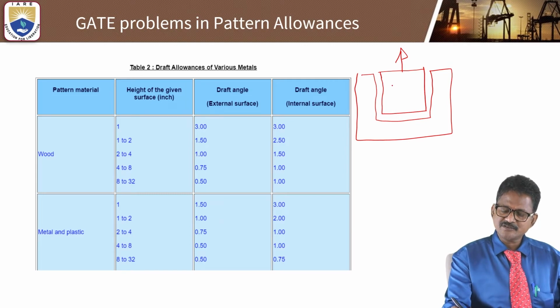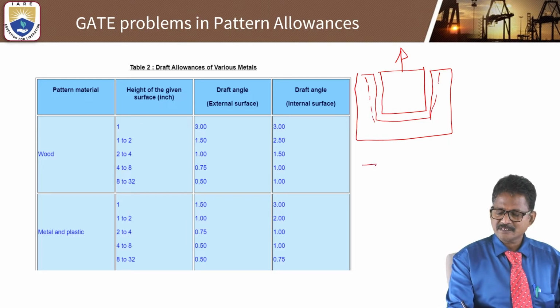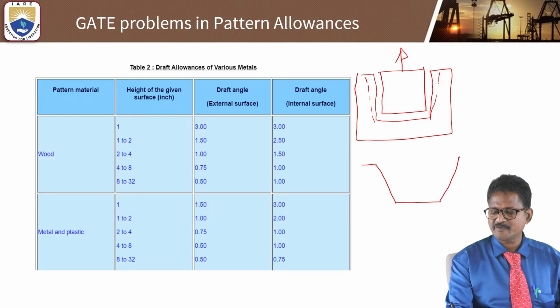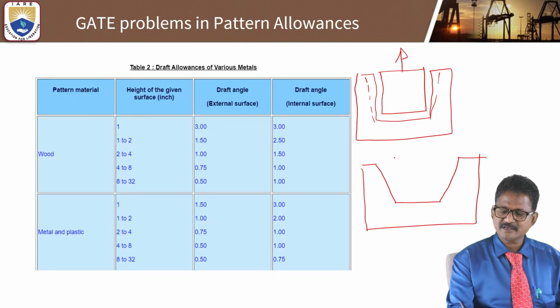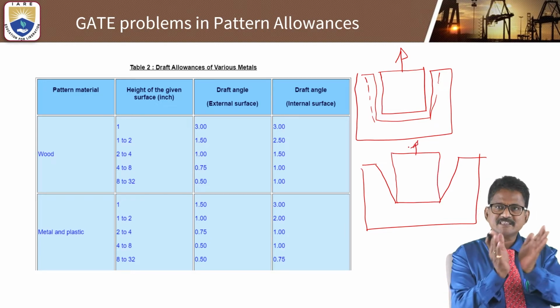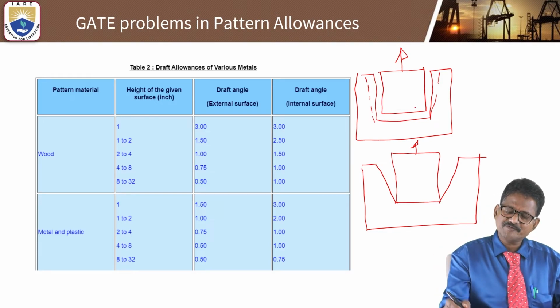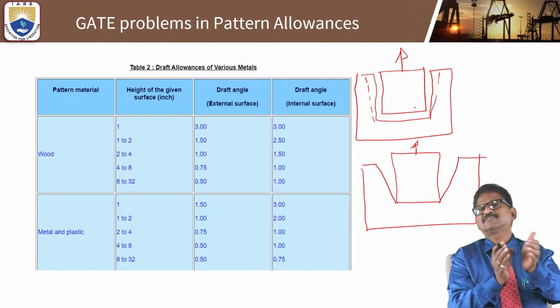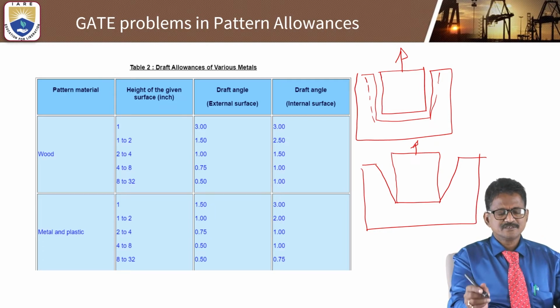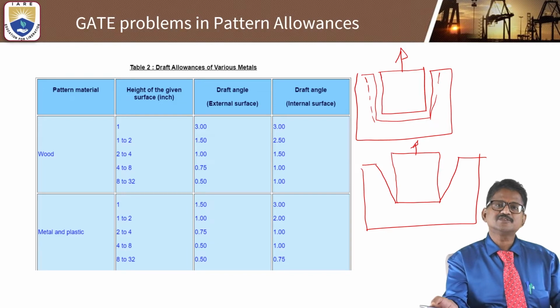To avoid such a thing, it can be made in a tapered form. Obviously some tapered shape can be provided, so that the pattern, this component, can be easily lifted. If you do not provide the tapered edges, it is difficult to lift, and all the mold cavity walls will break. So that is why. For this also, what type of material is used?